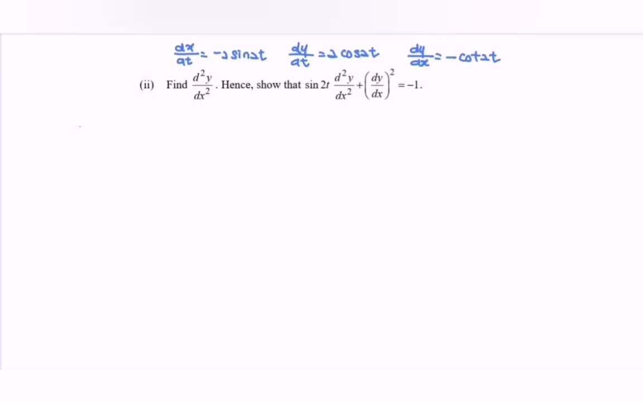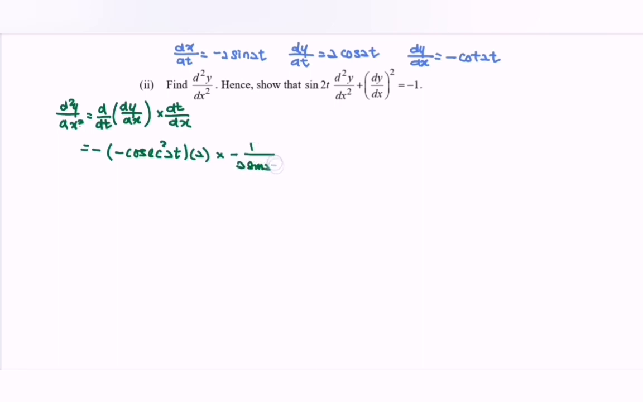Continue, find the second derivative. For the formula, the second derivative is differentiating dy/dx with respect to t, multiplied by dt/dx. If we differentiate negative cotangent 2t, we have negative, bracket, differentiate the cotangent, which gives negative cosecant squared 2t. Then differentiate the 2t and we have the value 2. Multiply by dt/dx, so we have negative 1 over 2 sine 2t.